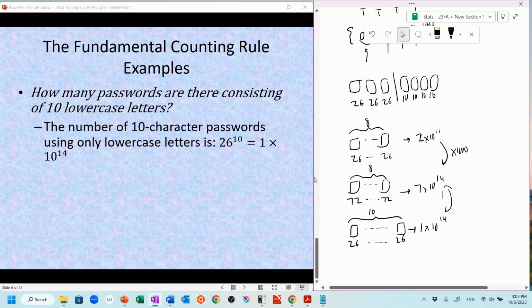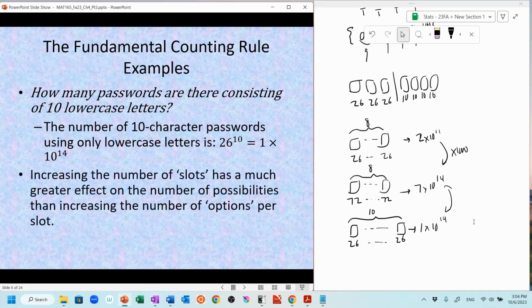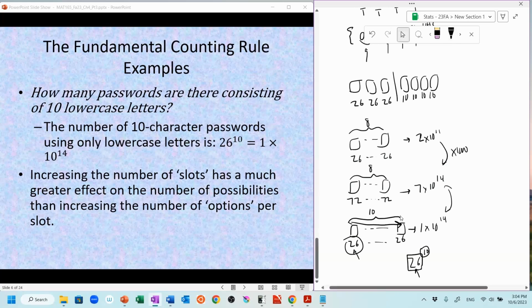So the moral of the story here is that increasing the number of slots increases the number of outcomes, or the number of unique sequences, much faster than increasing the number of items that can go into each slot. Increasing the number of items increases the base. So this is like 26 to the 10th. Increasing the number of items that can go into each slot affects the base, where increasing the number of slots affects the power. And we know that increasing powers is exponential growth that grows much faster than polynomial growth, which is when we increase the base.